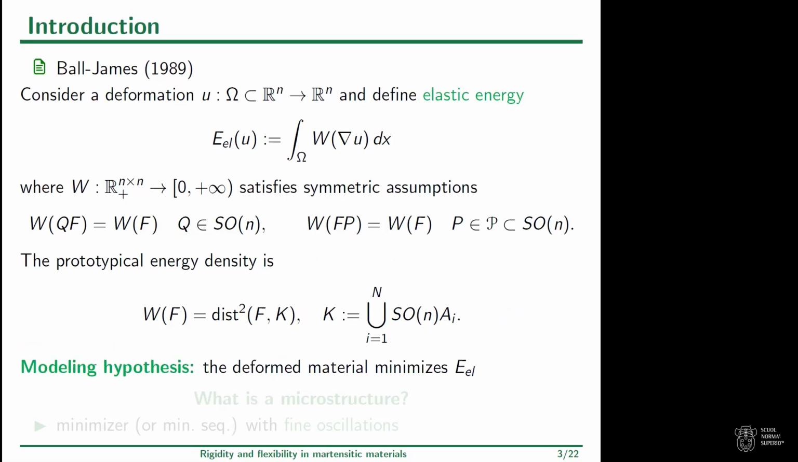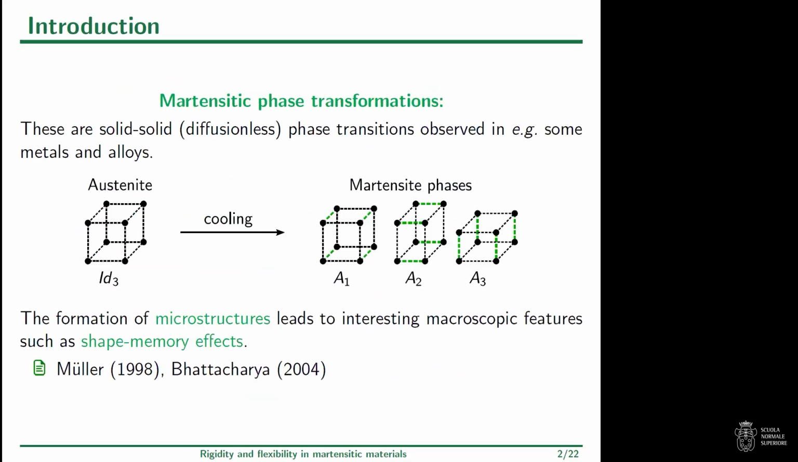material. And this just means that each of the Martensite variants has the same elastic energy contribution. Okay, so for this symmetry assumption, the prototypical energy density can really be considered as the distance of the deformation gradient from a set of matrices, the set K, the so-called set of stress-free states. This is just a union of copies of SO(n) that comes from this frame indifference, and these A_i are just the affine matrices which characterize the lattice of the Martensite variants.